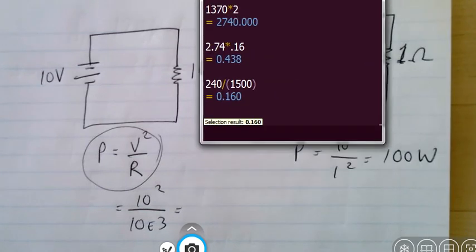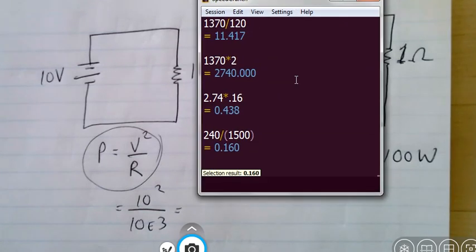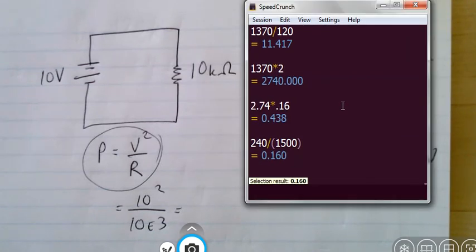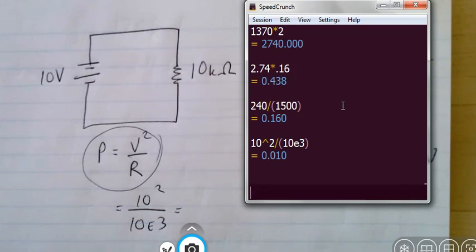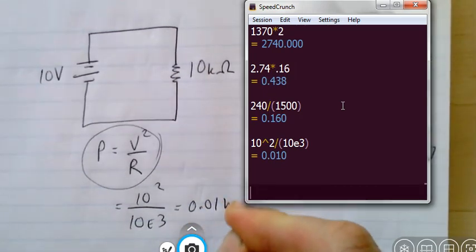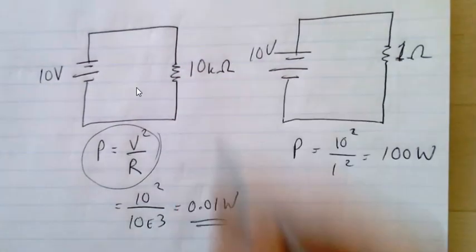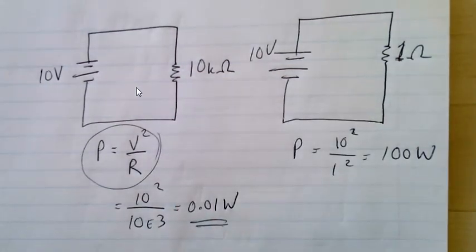But for the 10 kiloohm resistor, we can see that this is 10 squared divided by 10 to the third. So in this case here, we have 0.01 watts actually being dissipated in the larger resistor. So in other words, the larger resistor has a much, much lower power, and so therefore it's going to drain the battery at a very, very slow rate compared with the 1 ohm resistor.